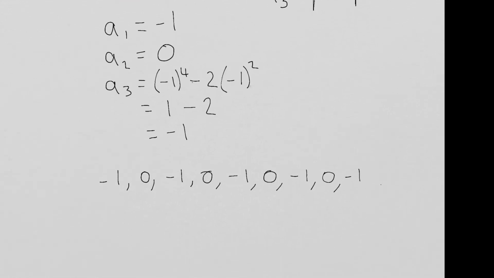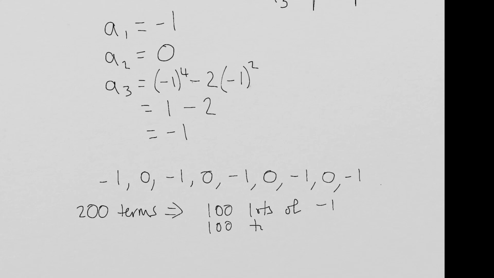So if we consider what will happen if I want to find the sum of 200 terms, with 200 terms, I will have 100 lots of -1 and 100 lots of 0. So if I take those, that will give me -100, that will give me 0, and so the sum of the first 200 terms would be -100.